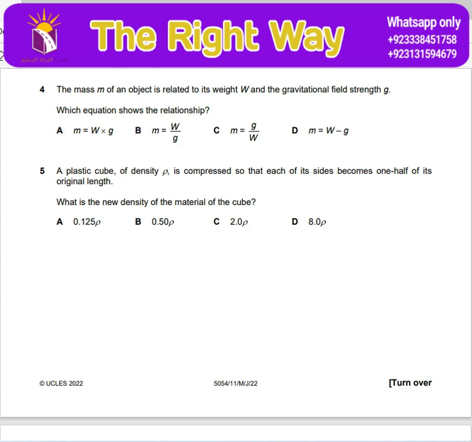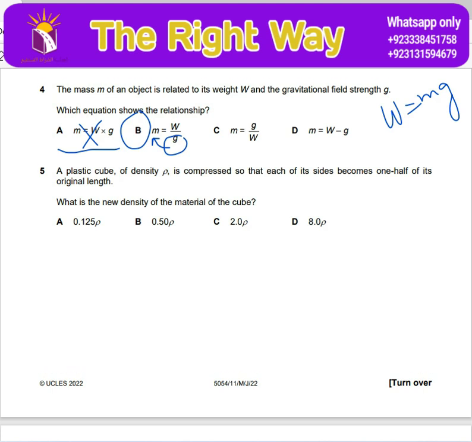Question number 4. The mass m of an object is related to its weight W and gravitational field strength g. Which equation shows the relationship? Okay, we know that weight is equal to m into g. Weight is equal to mass multiplied by gravitational field strength. So we will check m is equal to W multiplied by g. It is not equal to our equation W is equal to mg. So A is the wrong answer. g is divided on this side, so it will be multiplied on that side. So W is equal to mg. So B is the right option.